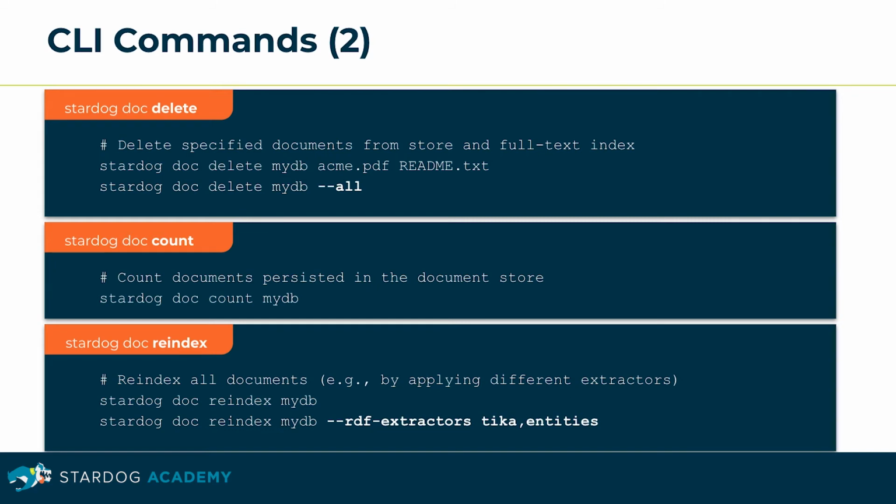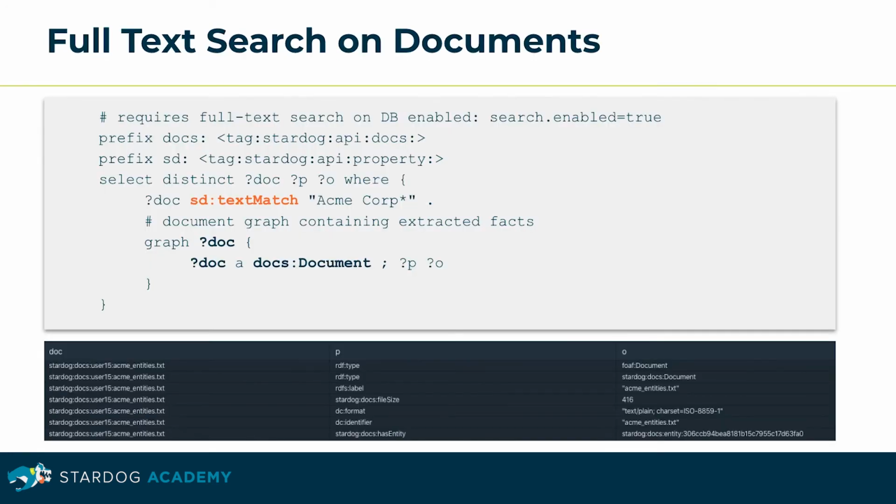Doc count returns the number of persisted documents and the doc reindex command will update, that is replace, the asserted facts by applying the default or specified extractors. This is an example of a full text search via the text match predicate applied on document content. It retrieves the IRI of any matching document along with the statements asserted in the document graph. Please note the document and its graph share the same IRI, so you may attach corresponding annotations such as provenance or editorial notes to the document graph.